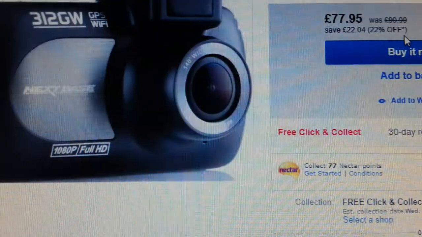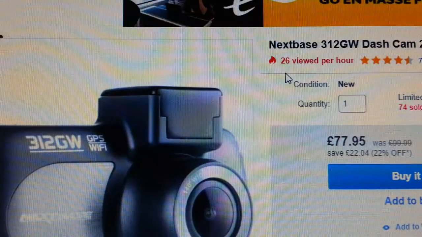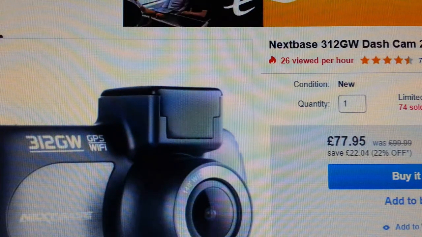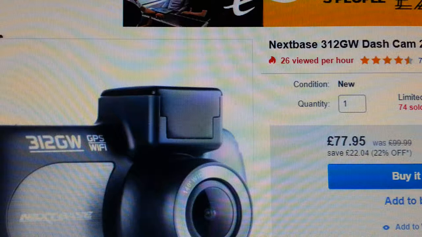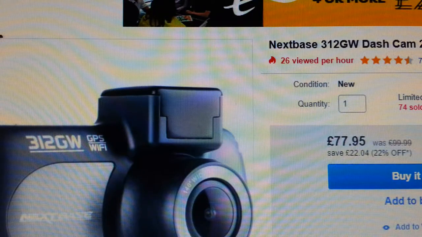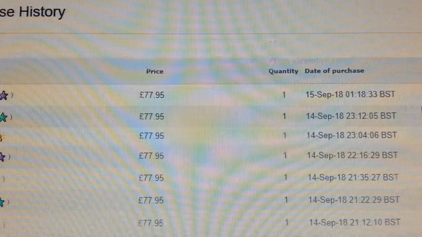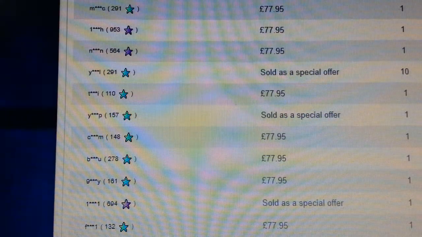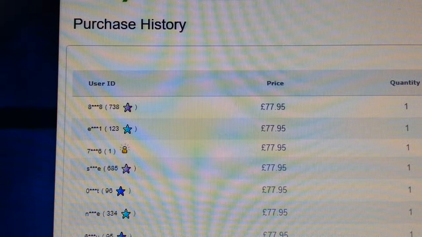Again, here, look. Next base 312 GW dash camera, look, $77.95, and they sold 74 within 24 hours. See that? So basically, go and look for somebody's listing, see where they got it, and scrape it and resell it on eBay. Simple as that, right?